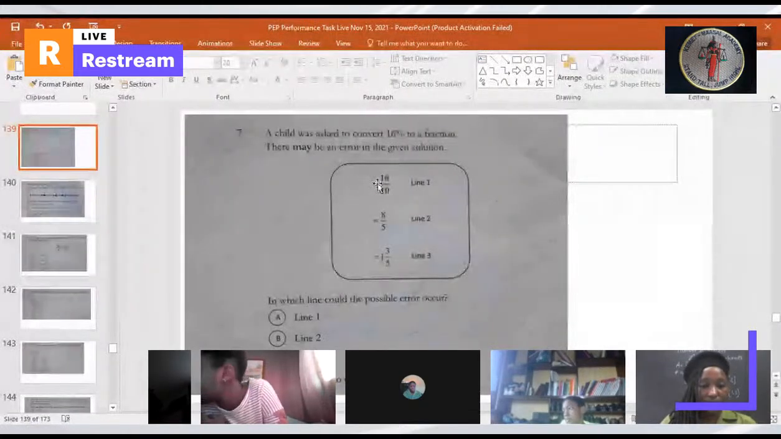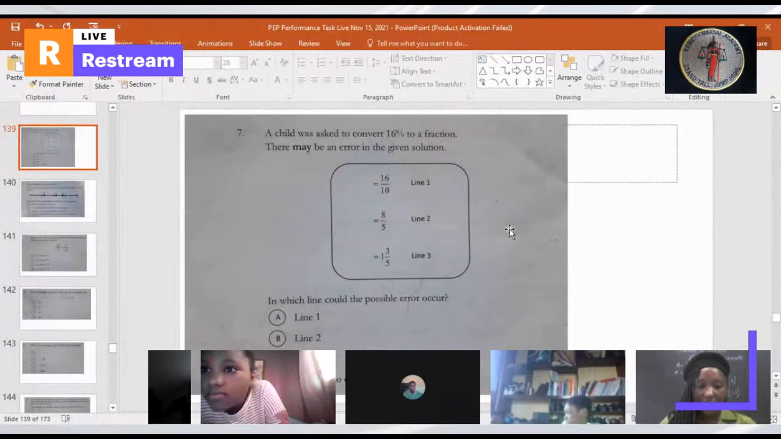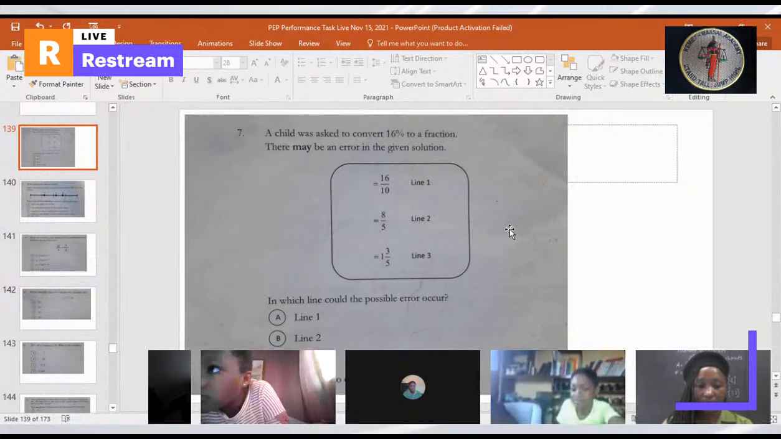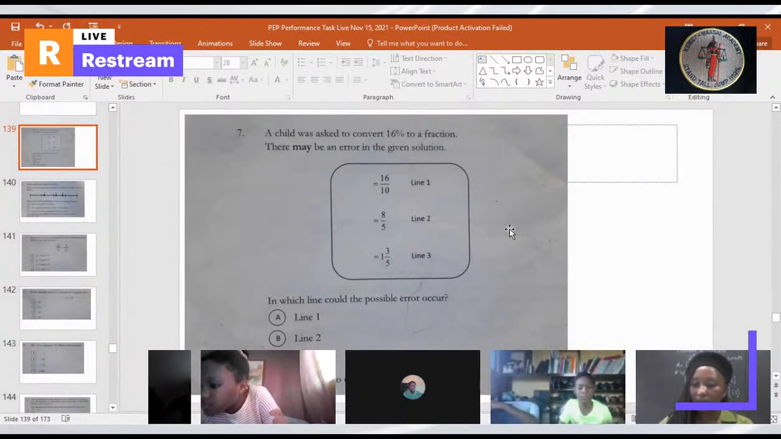All right, so whose turn is it to read? Well, I think it's Amari. Amari, can you see the slide? Yes, Miss. Go ahead and read it twice for me.